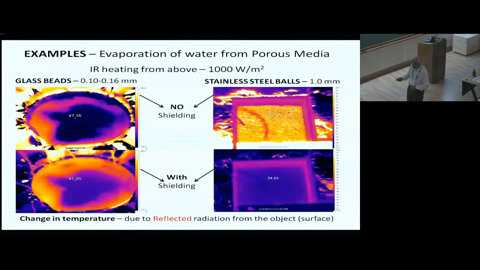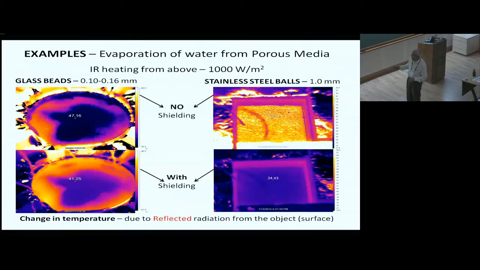Here, this is without shielding. This is the temperature field which you get. But the correct way to get the correct temperature field is by momentarily shielding the IR source itself. If you do that, you can see there's a difference of about 6 degrees. And it is much more apparent here.